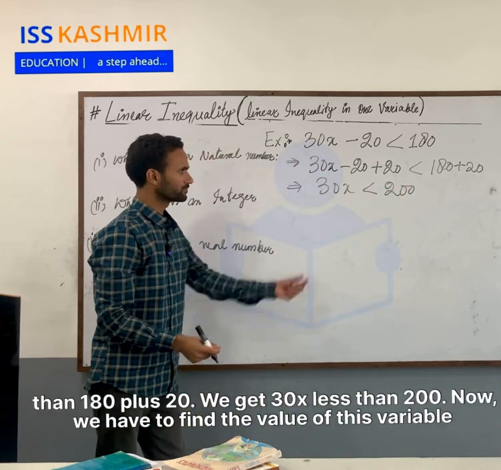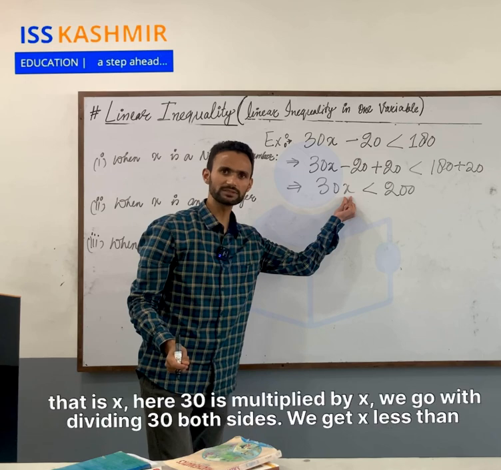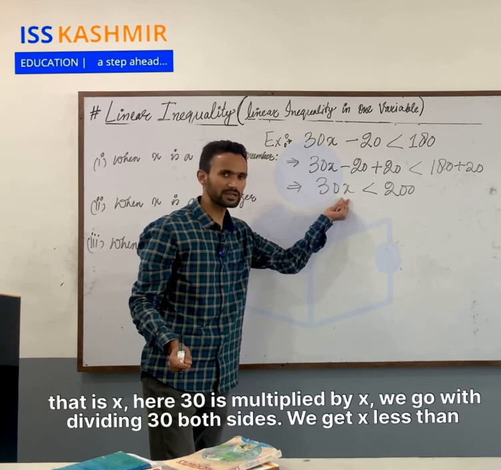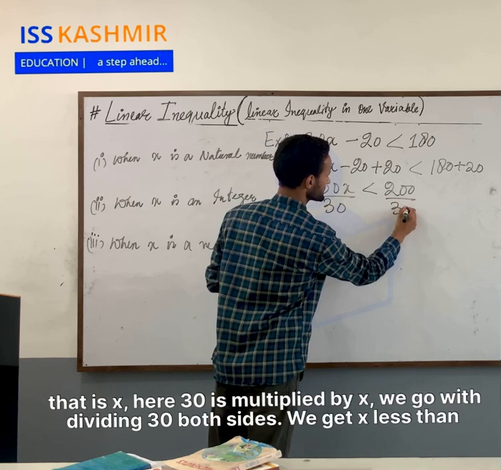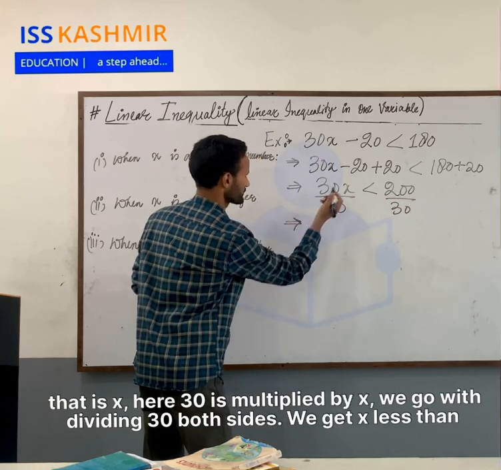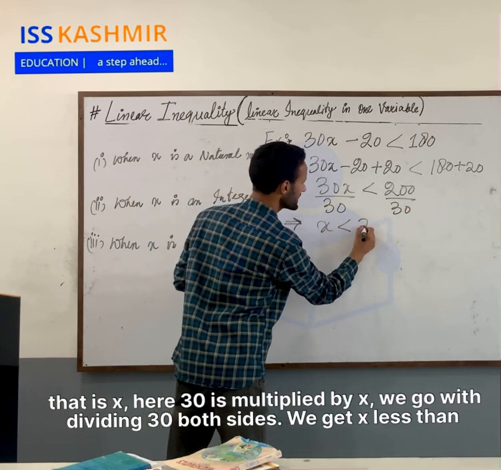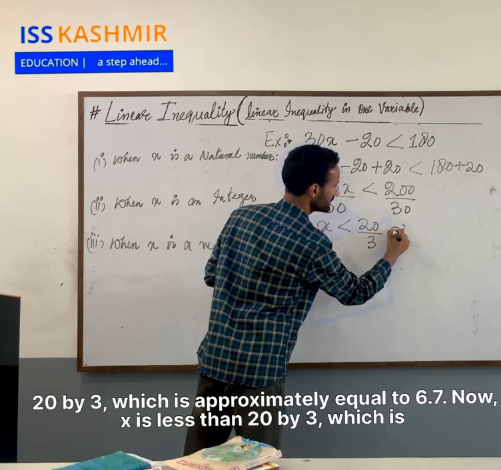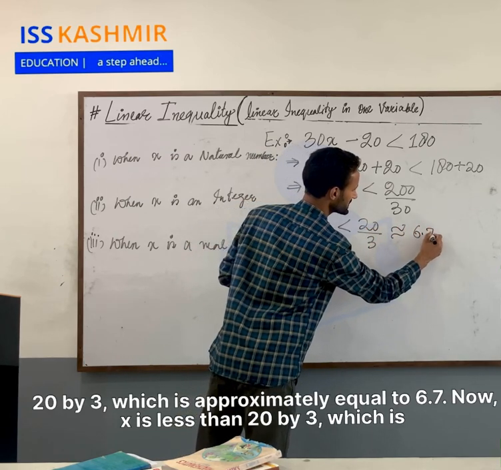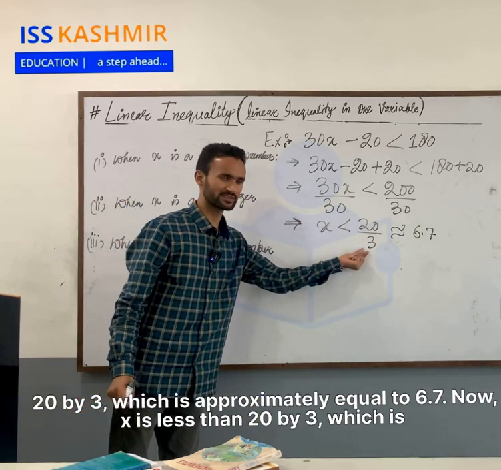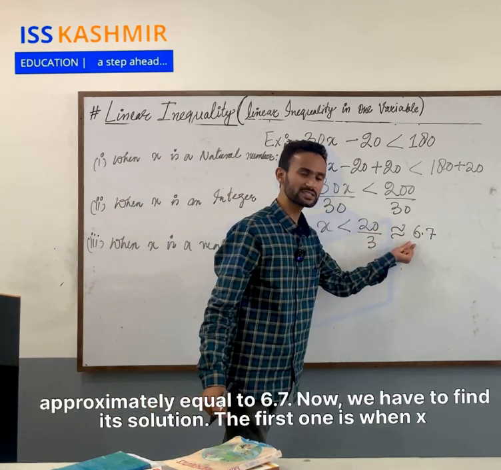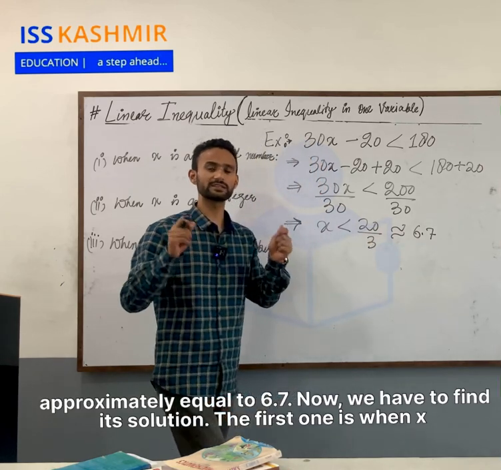Right? Now, we have to find the value of this variable, that is x. Here 30 is multiplied to x. We go with dividing 30 both sides. We get x less than 20 by 3, which is approximately equal to 6.7. Right? Now, x is less than 20 by 3, which is approximately equal to 6.7. Now, we have to find its solution.